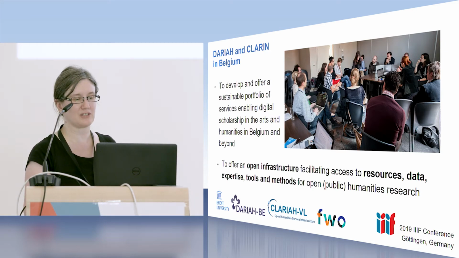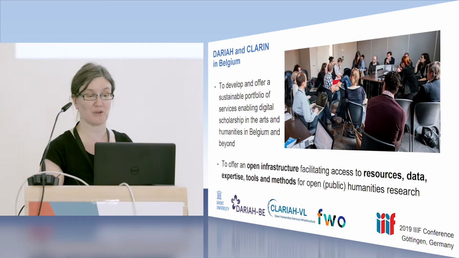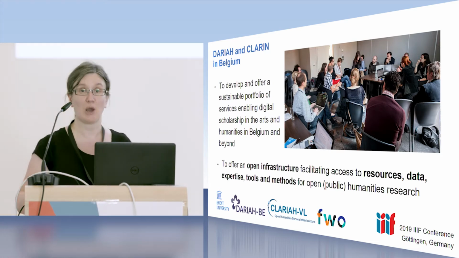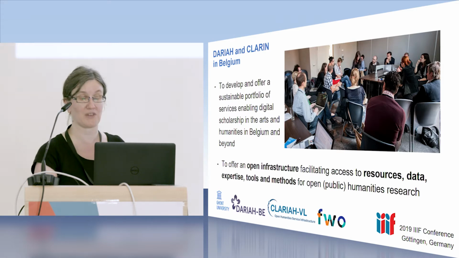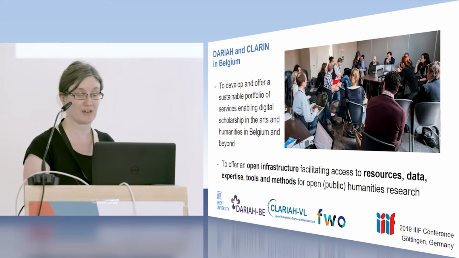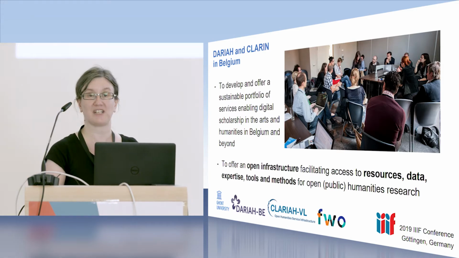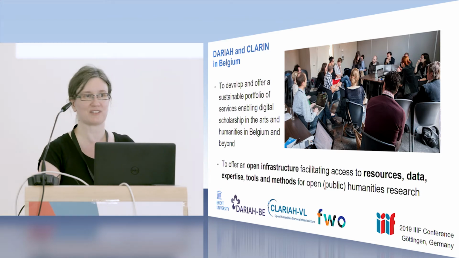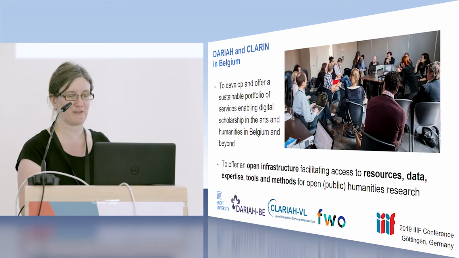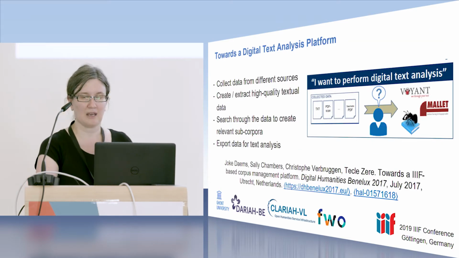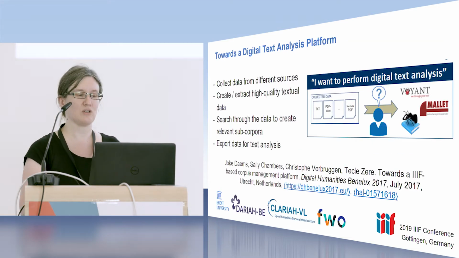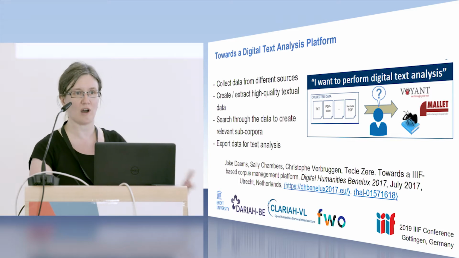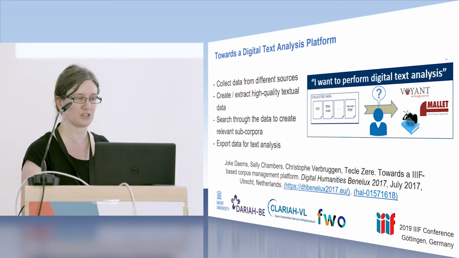DARIAH in Belgium aims to develop and offer a sustainable portfolio of services enabling digital scholarship in the arts and humanities. We've joined together from this year with our CLARIN colleagues, and we're offering an open infrastructure to facilitate access to resources, data, expertise, tools and methods. As you can see, IIIF fits in here perfectly. This particular use case is looking at digital text analysis. How can we facilitate that for all of our arts and humanities researchers?